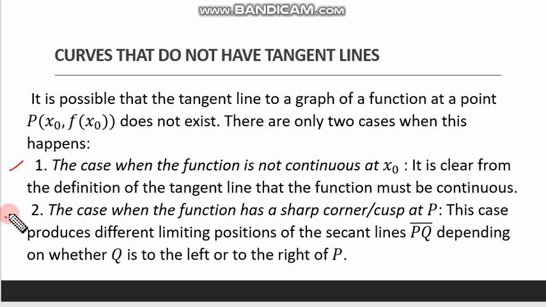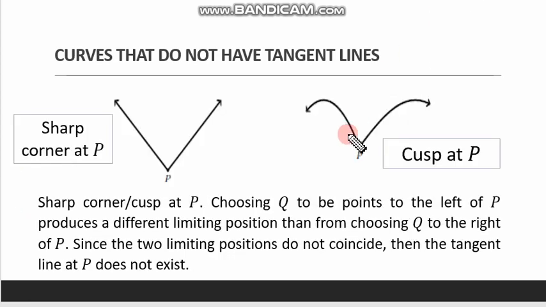The second one is the case when the function has a sharp corner or cusp at P. It produces different limiting positions of the secant lines PQ. It depends on whether Q is to the left or the right of P. So these are examples of curves that don't have a tangent line. For example, the sharp corner at point P.